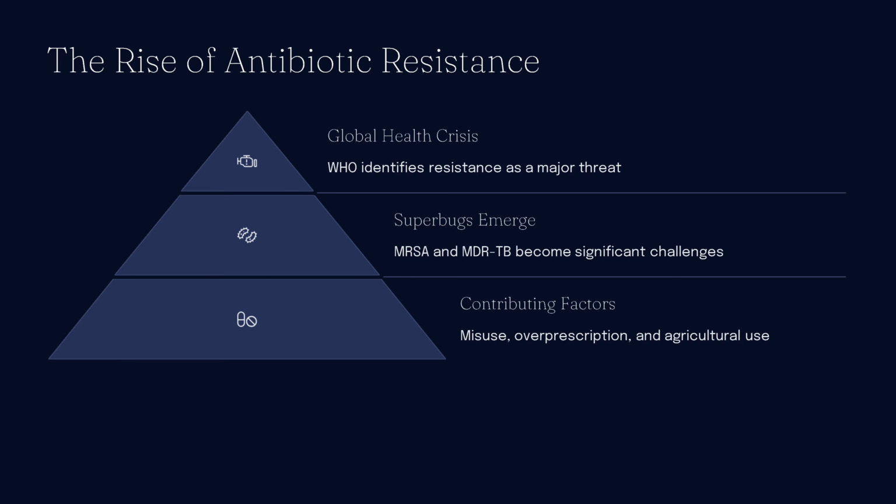Resistant strains like methicillin-resistant Staphylococcus aureus (MRSA) and multi-drug resistant tuberculosis (MDR-TB) have become significant public health challenges. These superbugs are difficult to treat and often require expensive, toxic, and less effective alternatives.